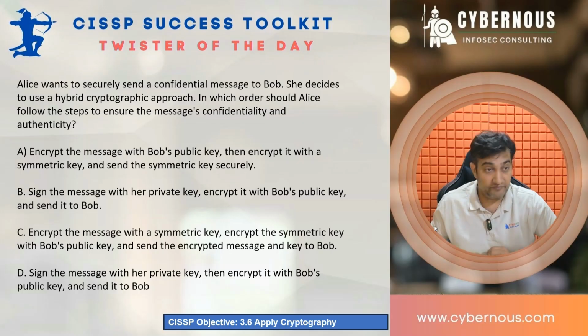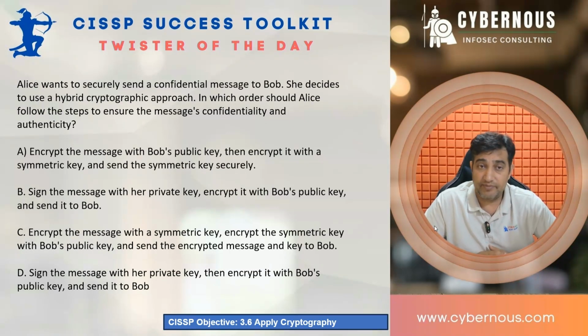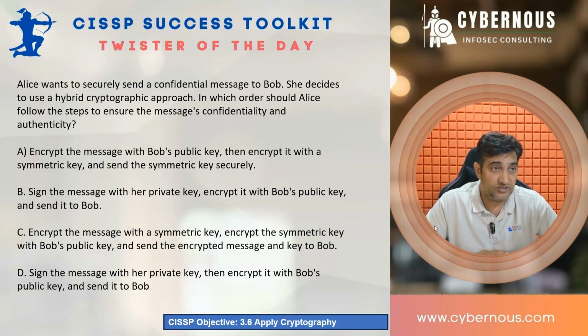In today's video, we have a very interesting question for you that is based on CISSP Objective 3.6, Apply Cryptography. The question is: Alice wants to securely send a confidential message to Bob and she decides to use a hybrid cryptographic approach. In which order should Alice follow the steps to ensure the message confidentiality and authenticity?